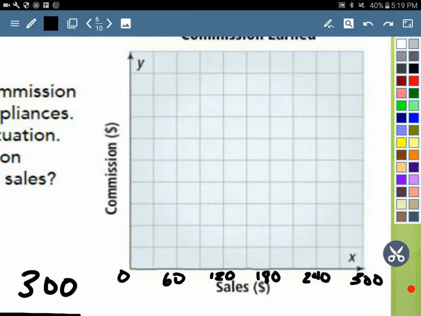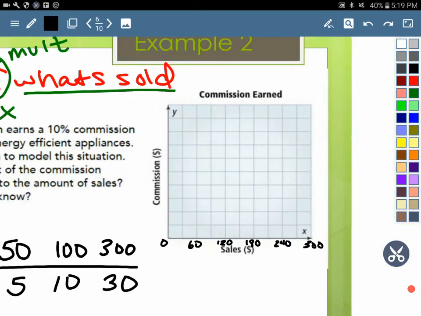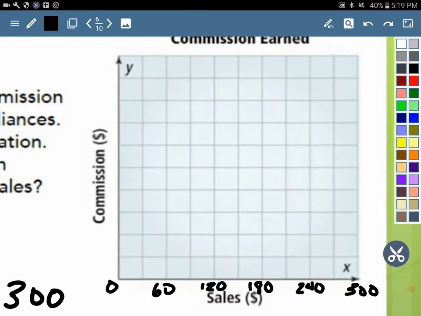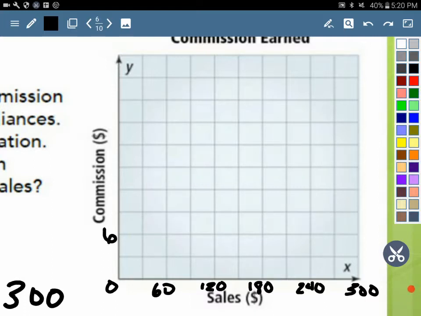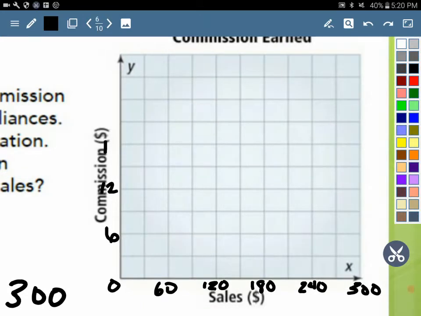And on the y's, those were a little smaller. My commission was only 10%, so I only really need to reach up to 30 on the y's. So instead of scaling by 30s, I'm going to scale by 3s. You could do the same thing here if you want to skip a grid line. So the first one would be 3, the second one would be 6, 9, then 12, 15, then 18, 21, then 24, 27, then 30.